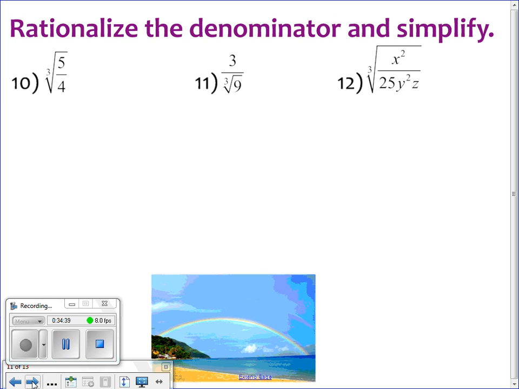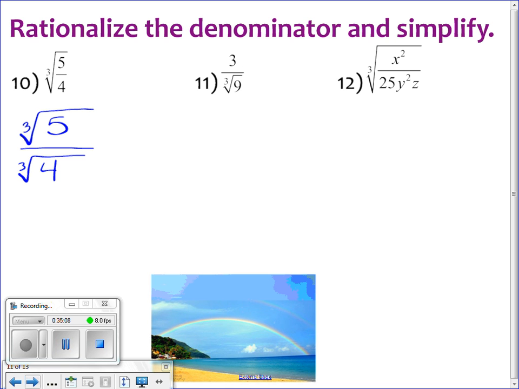Cubed root of 5 fourths. So first of all, anytime we're looking at these, you do want to see if you can simplify. That was my thing to you, right? With fractions, simplify first. Can you simplify 5 over 4? Can you simplify 5 fourths? No. Okay, that was what I was looking for. But always try to simplify. That makes your life a lot easier. But it does not simplify. Should I split this, you think? Yeah. So I have the cubed root of 5 over the cubed root of 4.